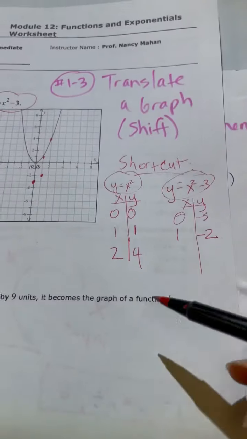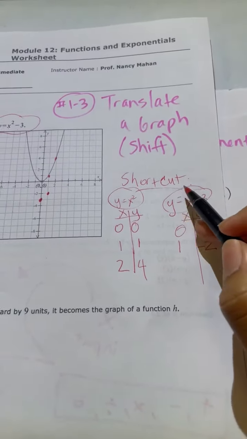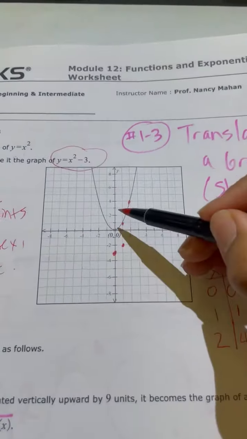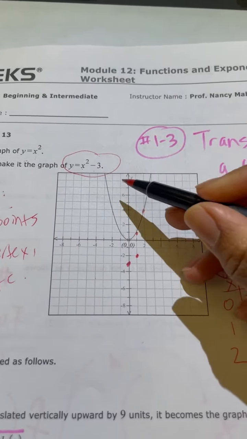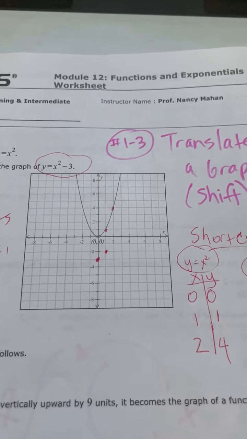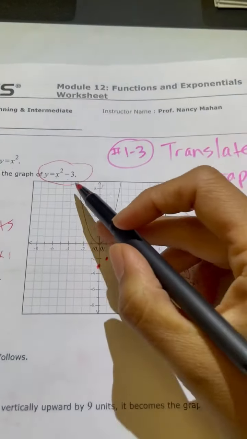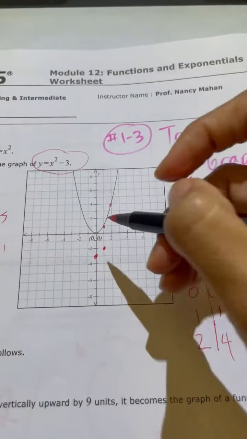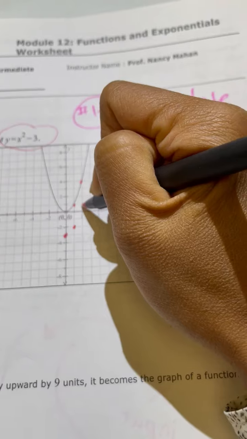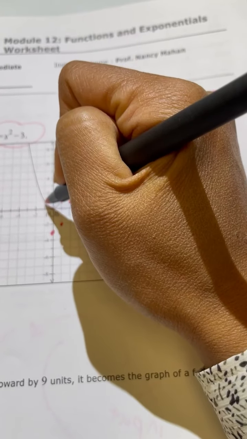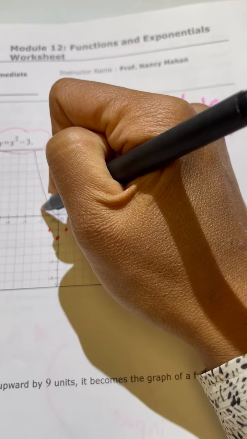So instead of doing this on and on forever with a bunch of points, one of the things that we could realize as a shortcut is that every single point in my original function is shifted down how many steps? 3 steps. So everything is shifted down 3 steps. So here I go, 1, 2, 3. Everything is shifted down 3 steps. 1, 2, 3. Here, 1, 2, 3.